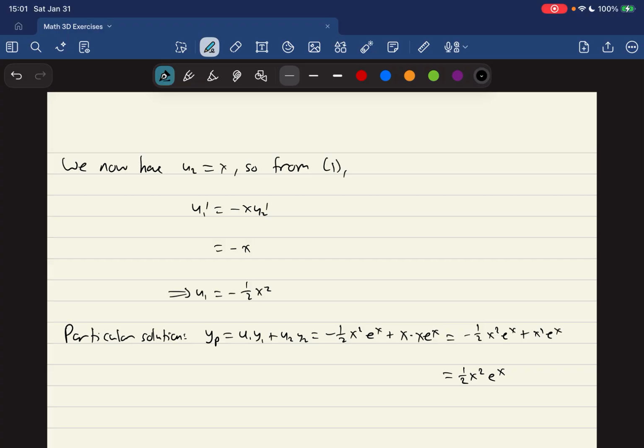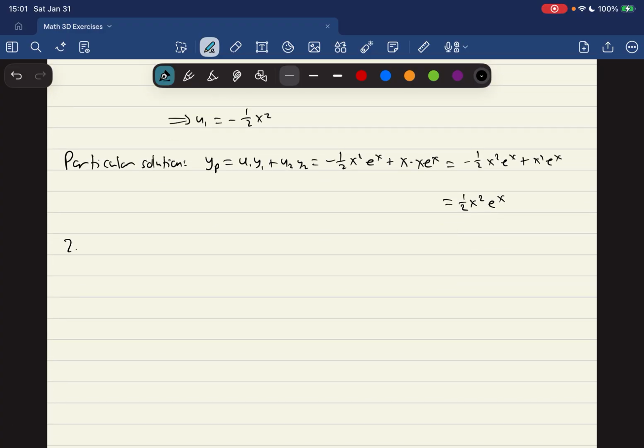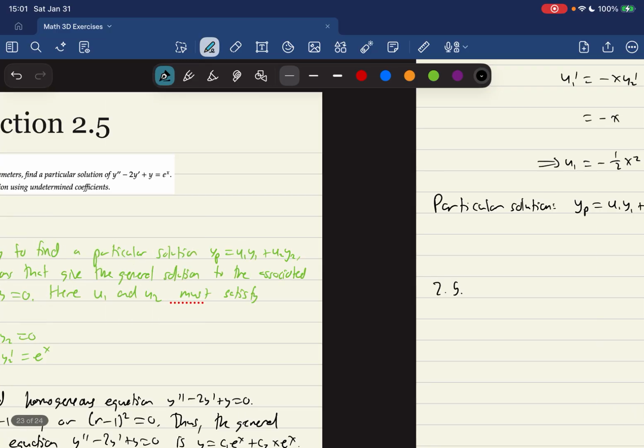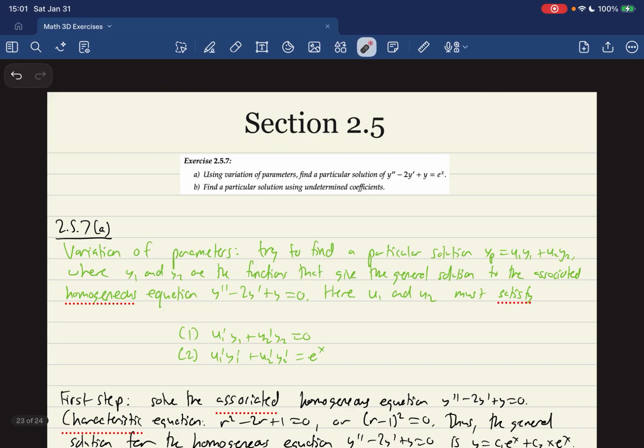Now let's do the same problem, but now with undetermined coefficients. So this is 2.5.7b. And so now we're doing the method of undetermined coefficients. Going back to our ODE, we see that the right side is an exponential, it's e to the x. When doing undetermined coefficients, the key is to try and guess a particular solution y sub p that's going to fit the right side.